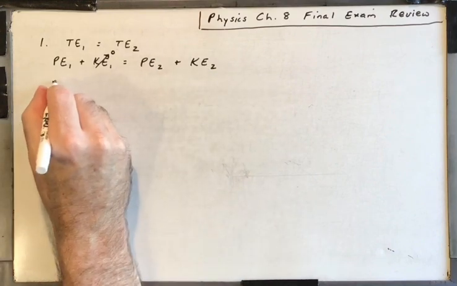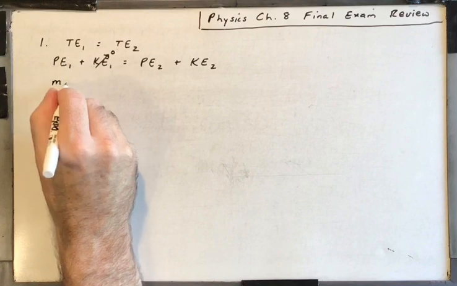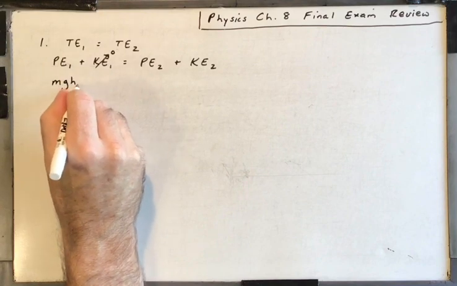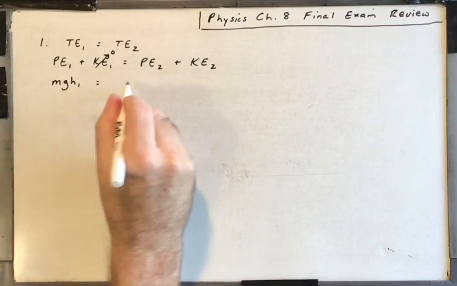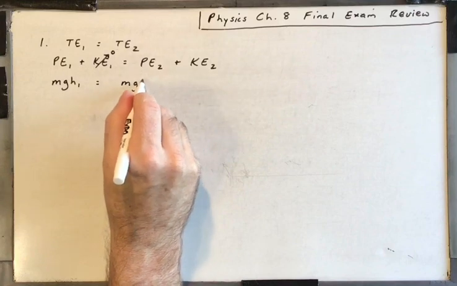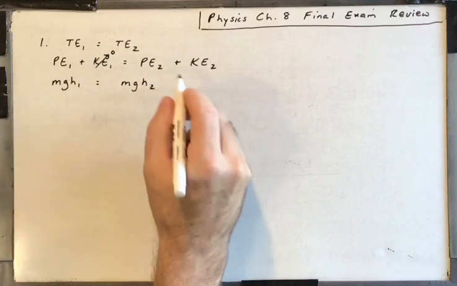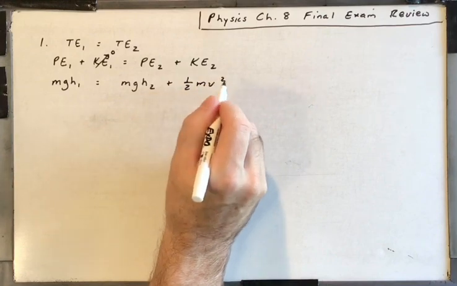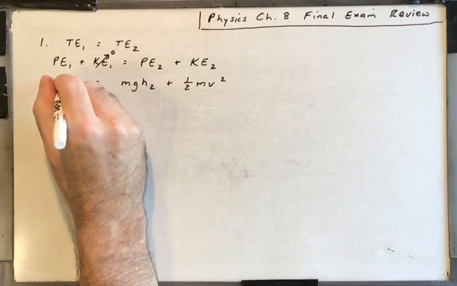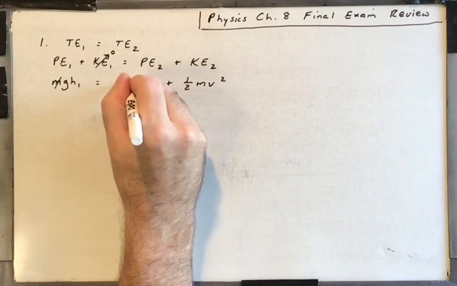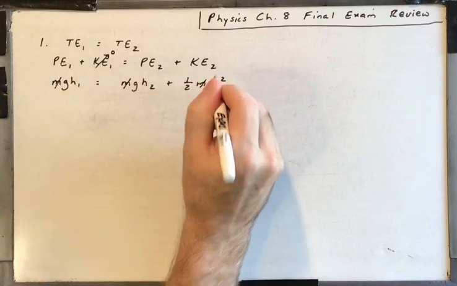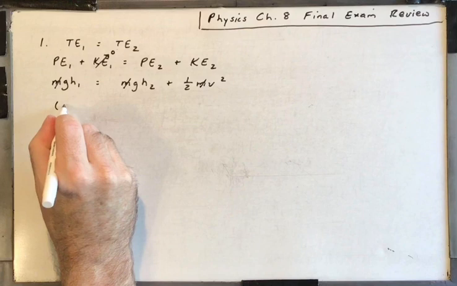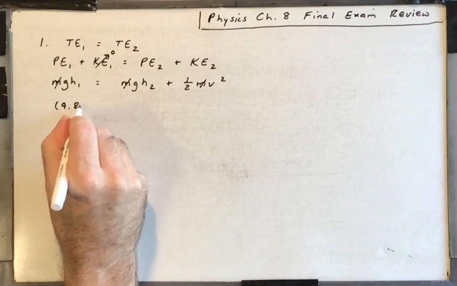So that's going to be potential energy, remember, is mass times gravity times height. And that's going to equal mass times gravity times height at hill 2 plus 1/2 mv squared. Okay, we have a mass in every single one of these, so we can cancel that out. Gravity 9.8.